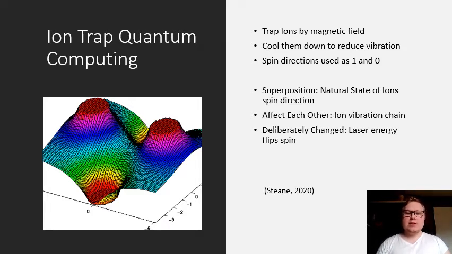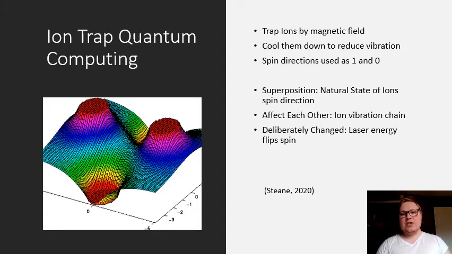Now the superposition here, the spin direction of the ions exists in a natural superposition state, and this is the spin direction that you use as 1 and 0. They affect each other by something called an ion vibration chain, which is a quantum mechanical phenomenon where two ions are able to affect each other even though they're not really connected. We don't know how it works, but we know that it works, and so we can use it.